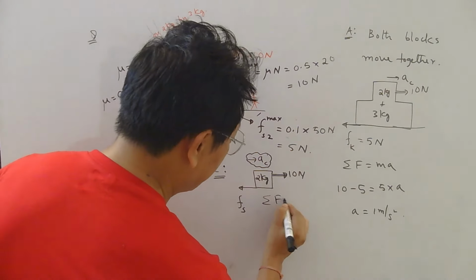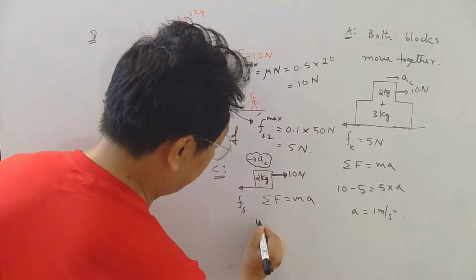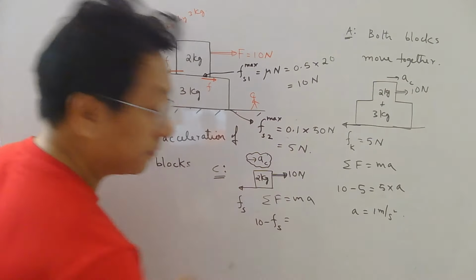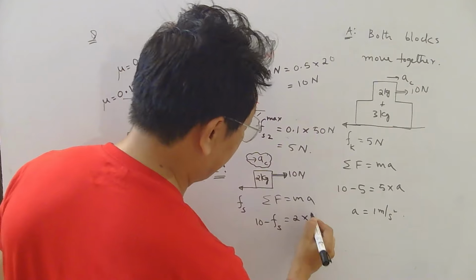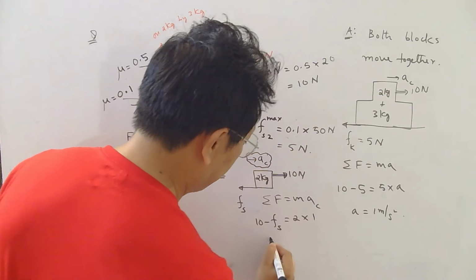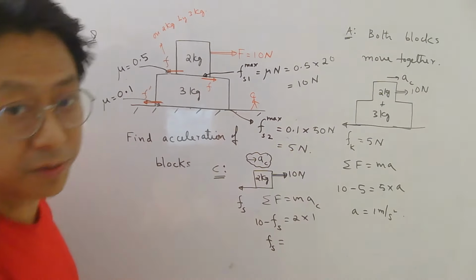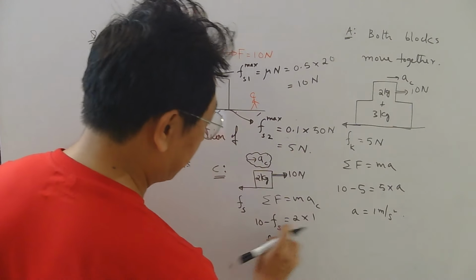So net force equals ma. What is the net force? 10 minus static friction equals mass of this system, which is 2 kg, times acceleration A common, which is 1. So static friction will come how much? Take this one this side, this one this side. 8 Newton.